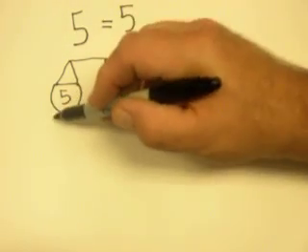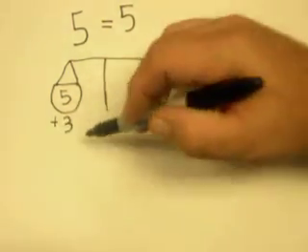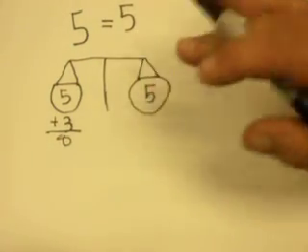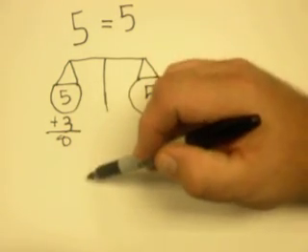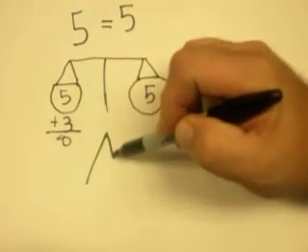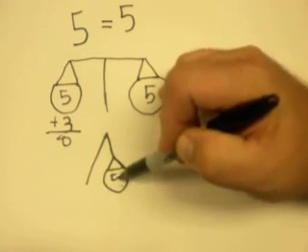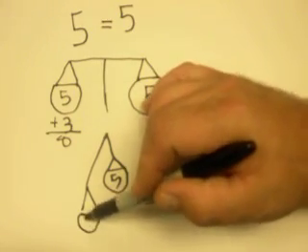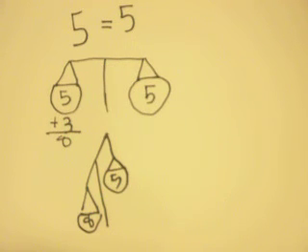If for some reason I added, let's say, 3 pounds to this side, I'd wind up with 8 pounds on this side, and on the right side I'd have only 5 pounds. So what would happen? My scale would look something like this. The 5 pounds would be up in the air, and the 8 pounds would be down here, and our scale would be completely out of balance.